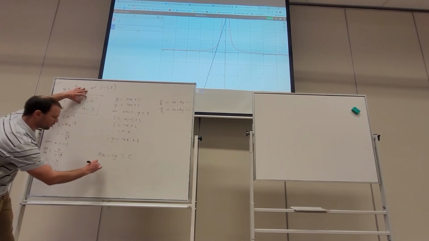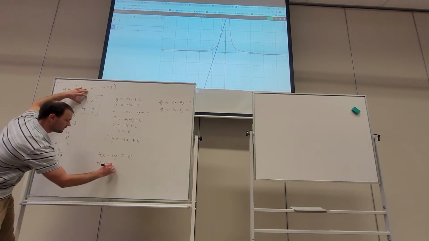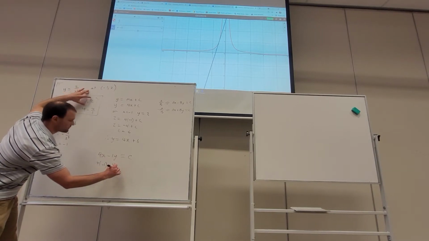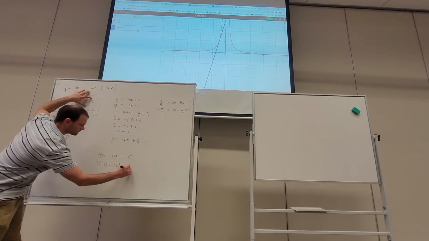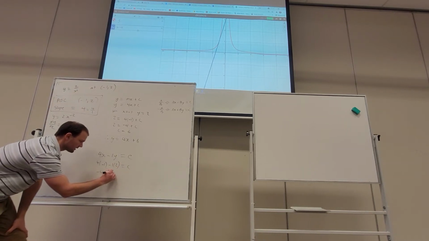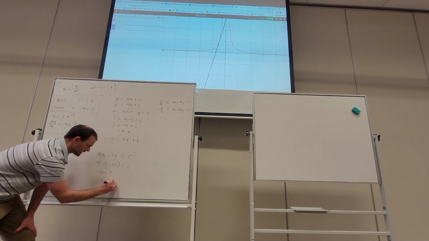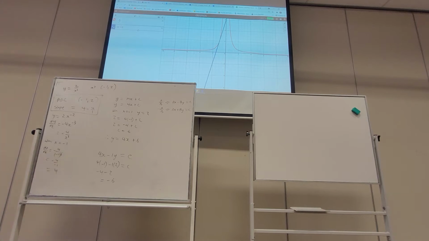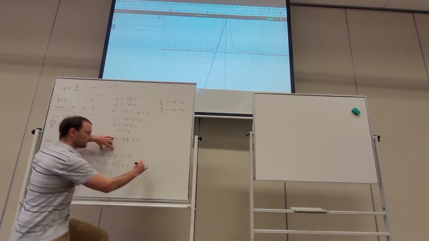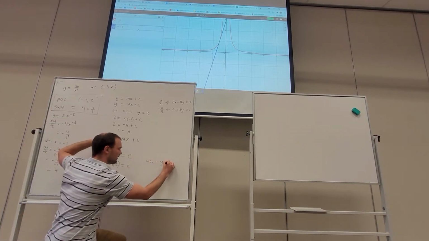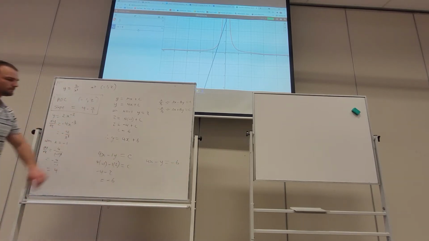So we're going to have 4 times minus 1, take 1 times positive 2. And we've got minus 4 take 2, we've got minus 6. And so then the equation in general form is 4x take y equals minus 6. Okay, I'll sketch that up here.